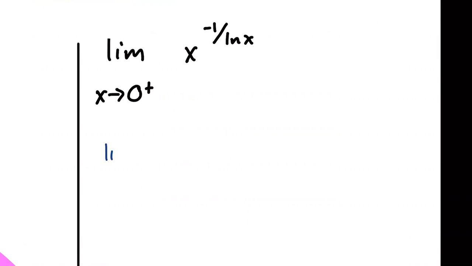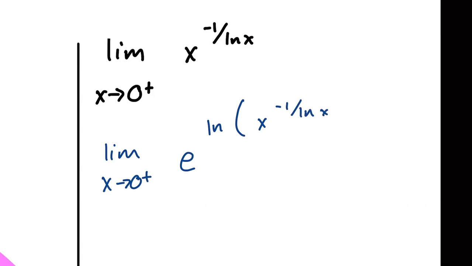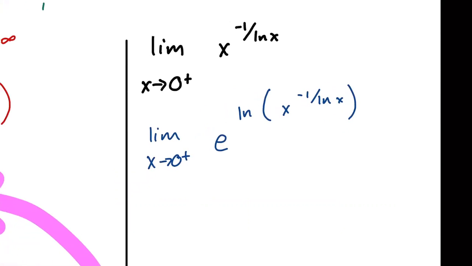All right, so let's consider the limit as x approaches 0 from the right-hand side. And then we'll rewrite this as e to the ln of x to the -1 over ln of x. So again, we have this subproblem that we're going to look at inside. So here is the subproblem that we're going to want to focus on.